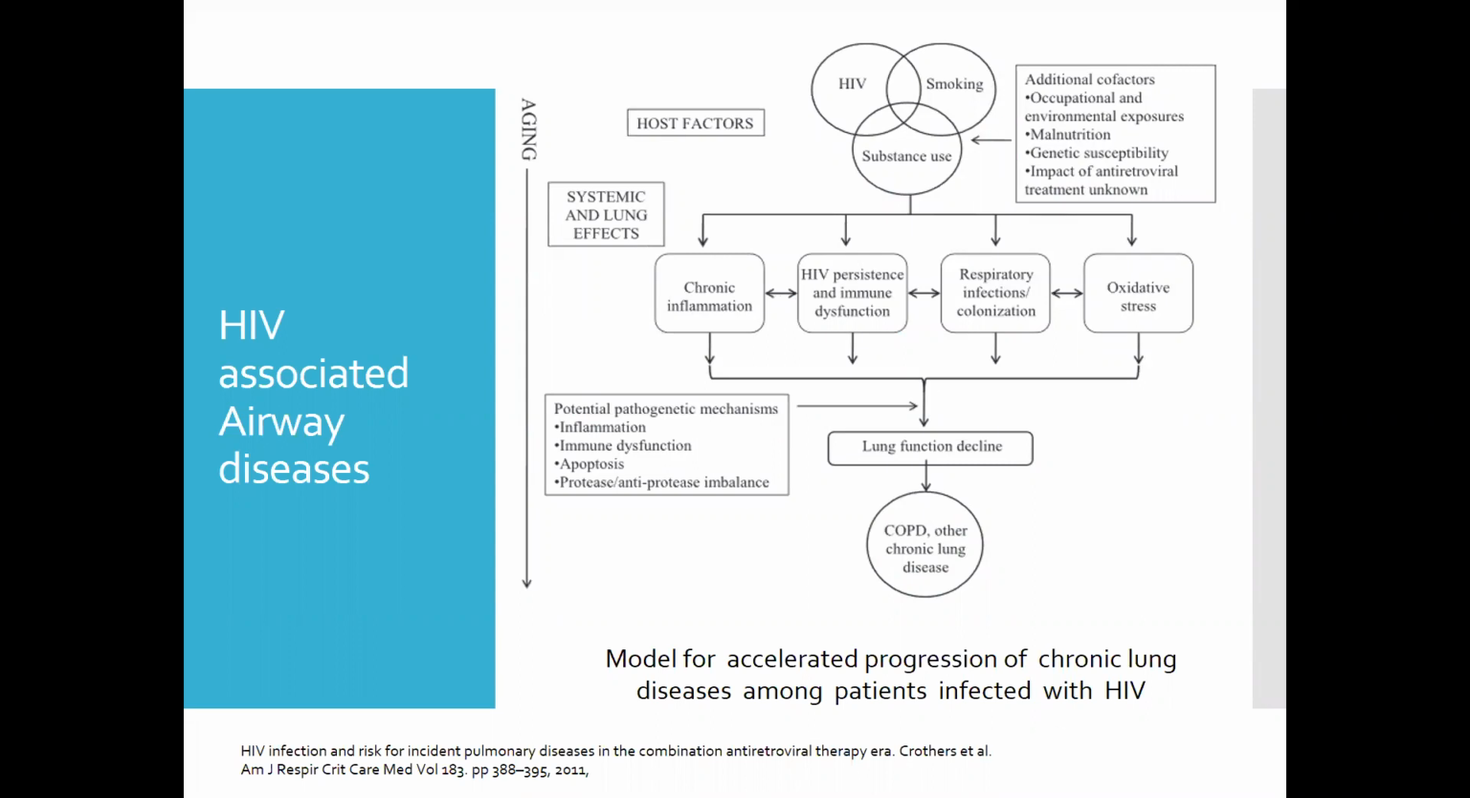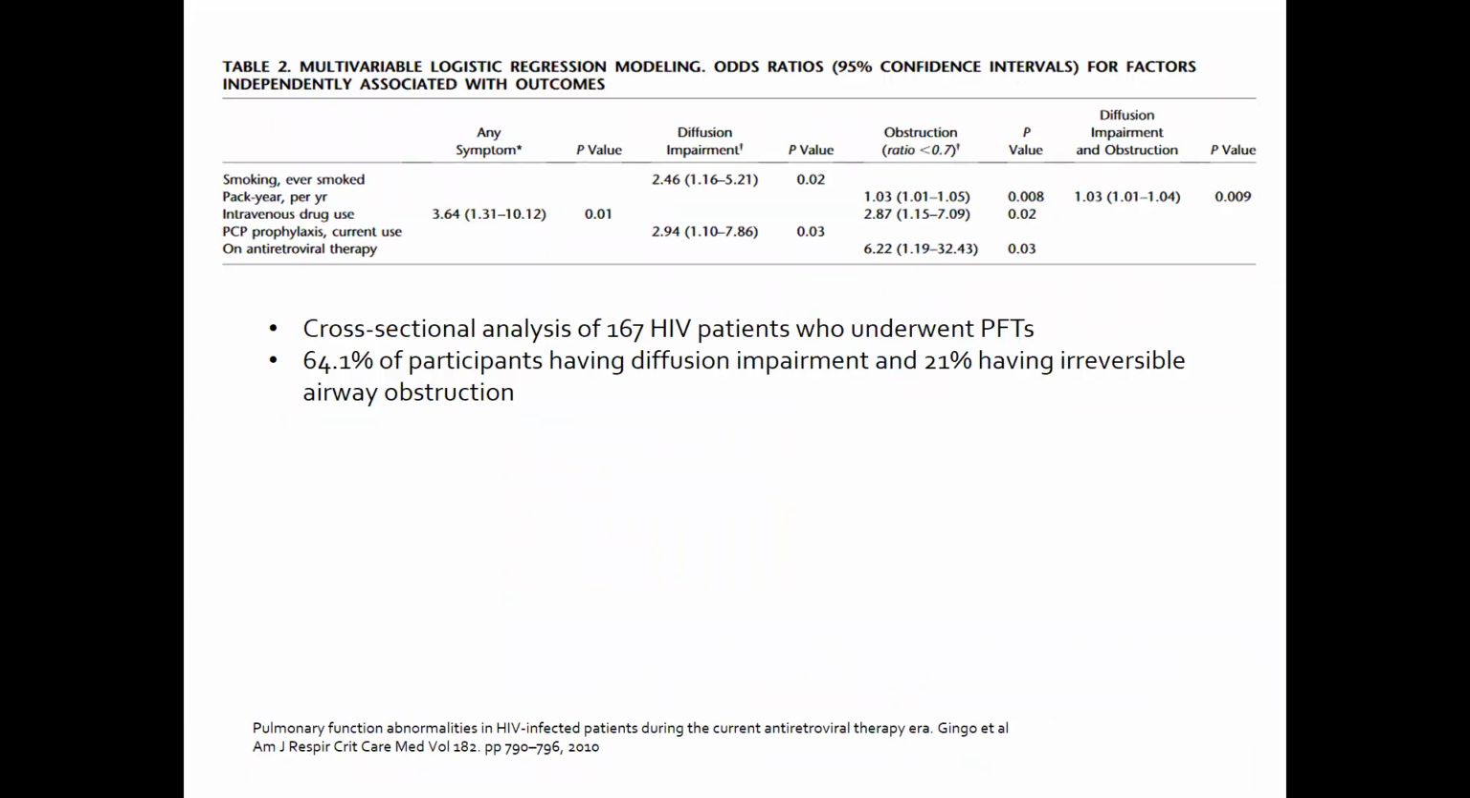The pathophysiology is again multifactorial. It involves chronic inflammation, recurrent respiratory infections, oxidative stress, and protease anti-protease imbalance. So all of these things play a role in the increased incidence of obstructive lung disease in HIV patients. In terms of pulmonary function testing, this was again published in the Blue Journal in 2010, looking at different pulmonary function testing abnormalities in HIV patients with obstructive lung disease. And what were the factors that played a role? Of 167 patients, 64 had a diffusion impairment, and 21% actually had obstructive lung disease.